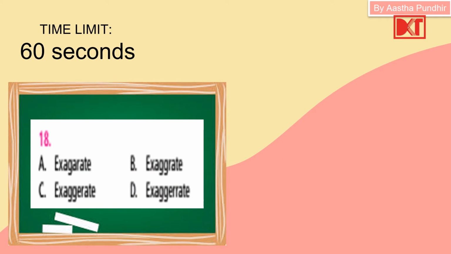Alright, now here the next word we have is exaggerate. The correct spelling is C, E-X-A-G-G-E-R-A-T-E. Exaggerate means to boast about something, show something, express something that is much more than reality. Alright.